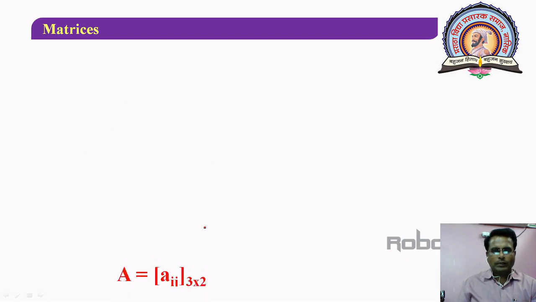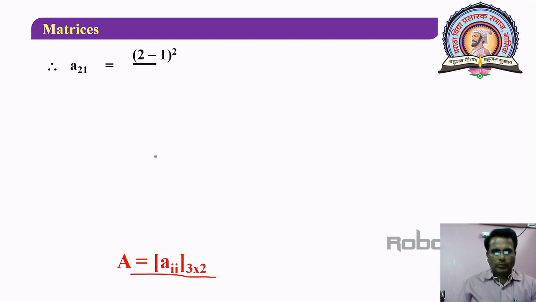Similarly, we can consider the other elements. Here the order of the matrix Aij is 3 by 2, and therefore we will observe that A21, already previously 2 elements are seen by us. A21 is nothing but (2 minus 1) bracket square upon 2, that is equal to 1 by 2 again. Then A22 is equal to (2 minus 2) bracket square upon 2. So 0 square is 0, by 2, that is 0.